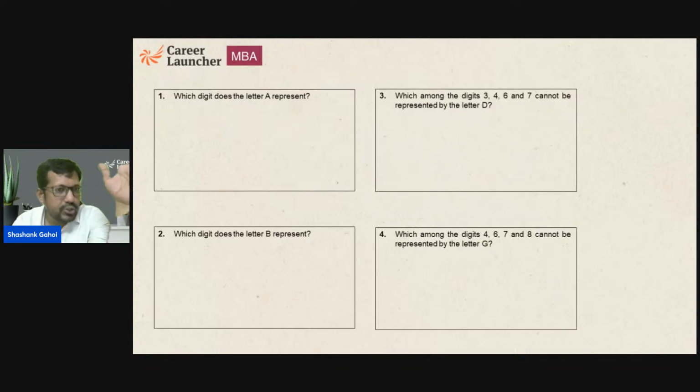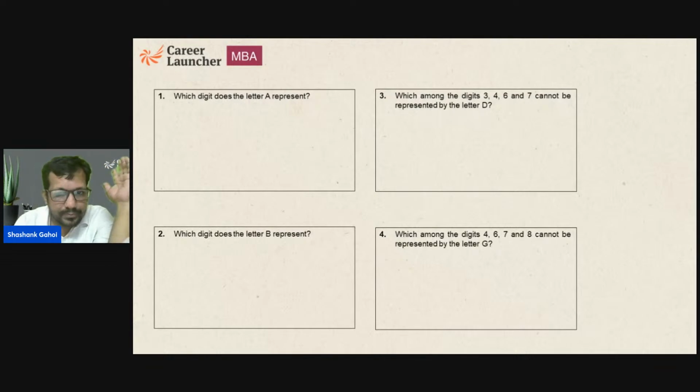I'm going to read the questions first. The first question is, which digit does the letter A represent? The second question is, which digit does the letter B represent? The third question is a giveaway question. It says which among the digits 3, 4, 6 and 7 cannot be represented by letter D. It means D can represent three of the values, so I am going to have at least three cases. Out of four, D is going to represent at least three digits.